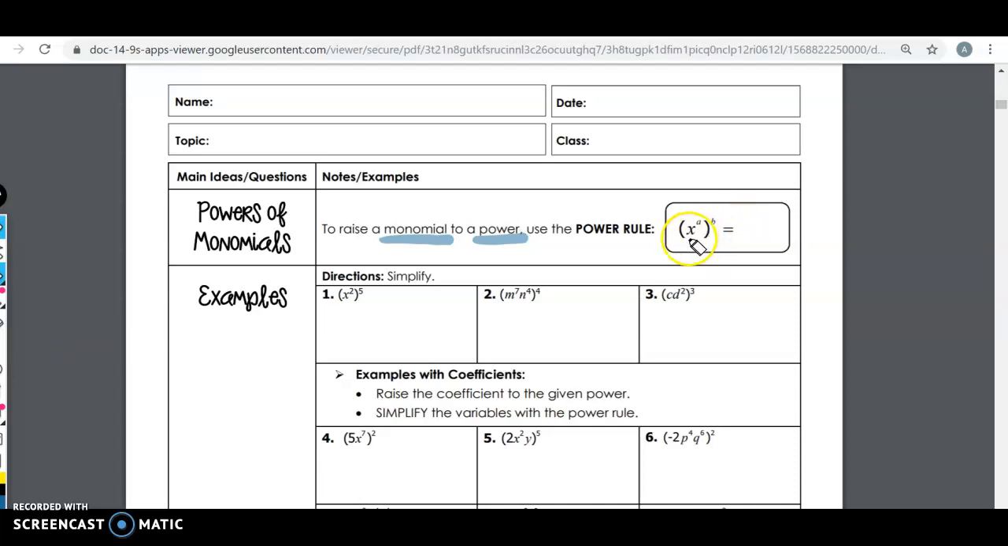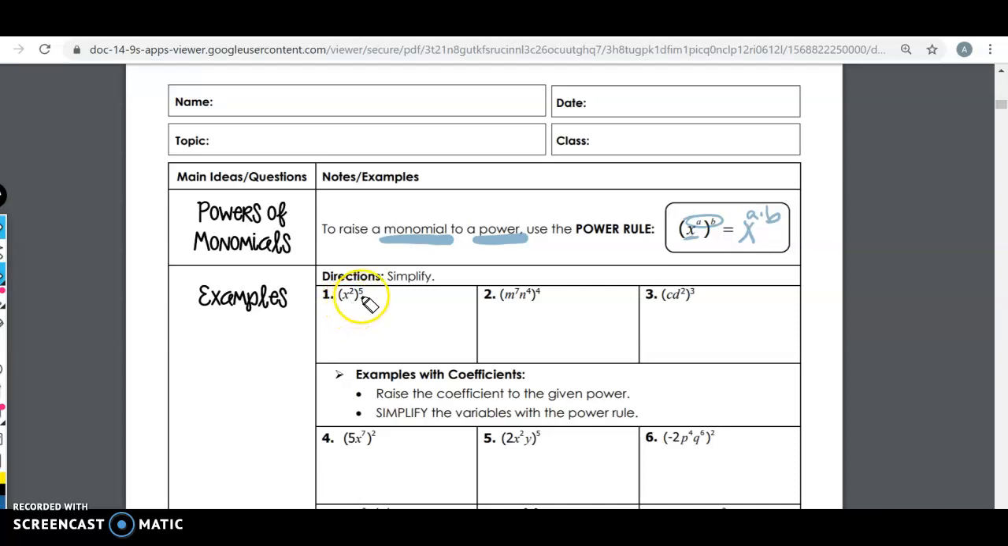What we do is take the base, in this case x, and we're going to multiply the two exponents together. Unlike product rule, when we add, power rule, we multiply. Let's look at a couple examples.